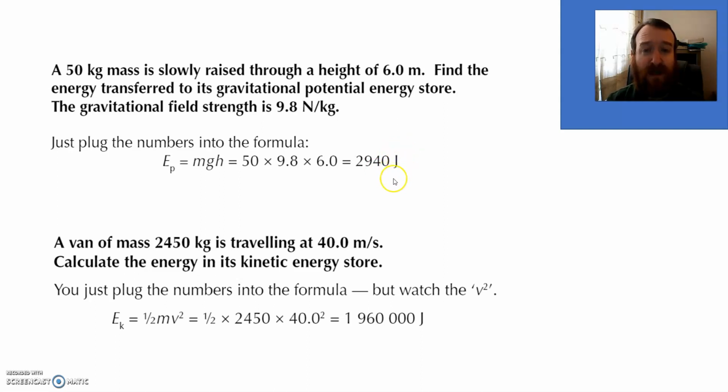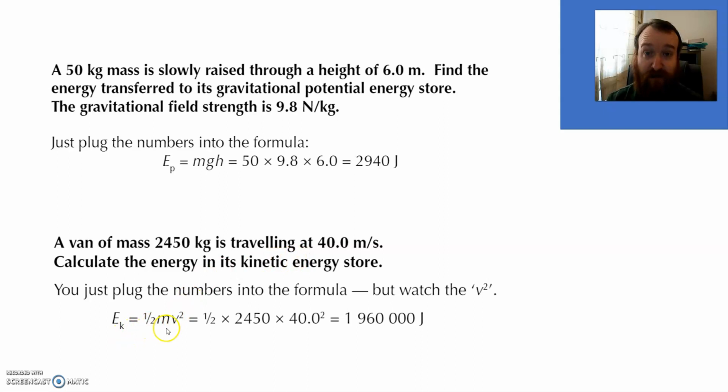If you missed the unit, if you didn't write down J, give yourself a little cross. That unit will get you a mark. Even if you get the calculation wrong, writing down the unit will get you a mark in this question.